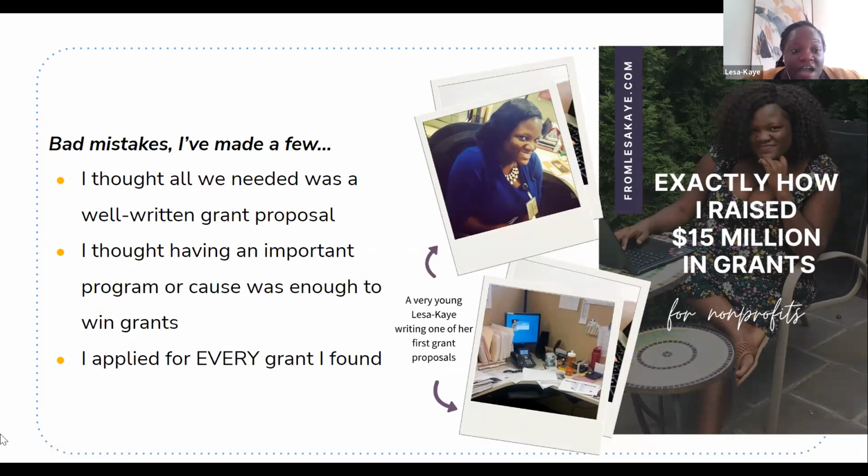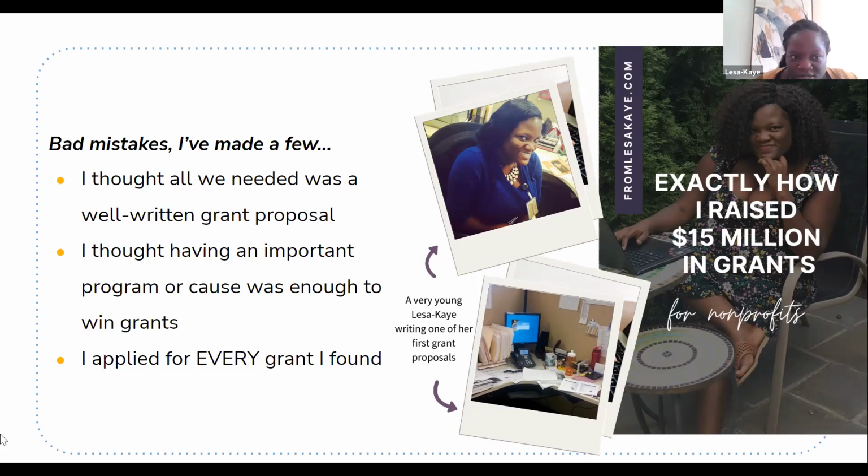I was like, okay, if I just get really good at writing, we will get these grants. I also thought having an important cause was enough to win grants. I was like, this is really important. We are saving the lives of children. They are going to give us this money. And the biggest mistake I made was every single grant that I found, I applied for. So this is what I did. I would find a grant, and then I would write the grant proposal and then I would submit it.